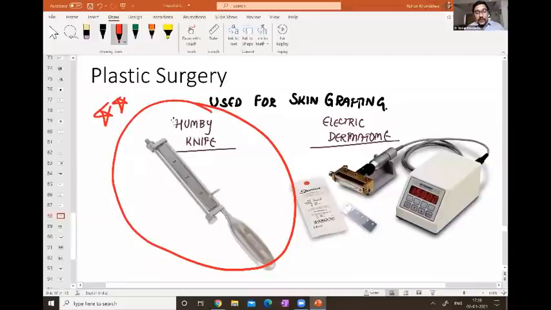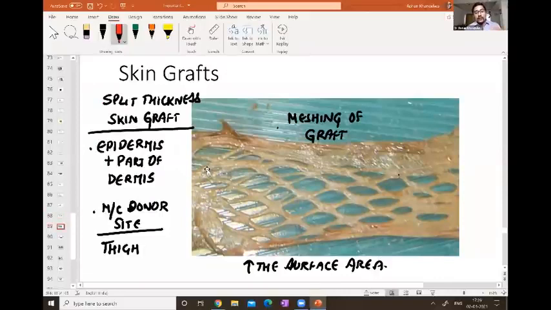Whenever we raise a split thickness skin graft, this is a split thickness skin graft which has epidermis plus part of dermis. The most common donor site for this is the thigh. And whenever we raise a split thickness skin graft, we make cuts in that graft so as to increase the surface area. This is known as meshing of the graft.